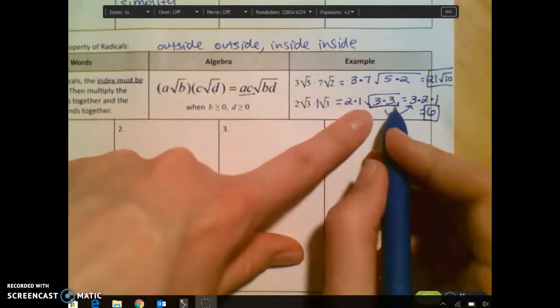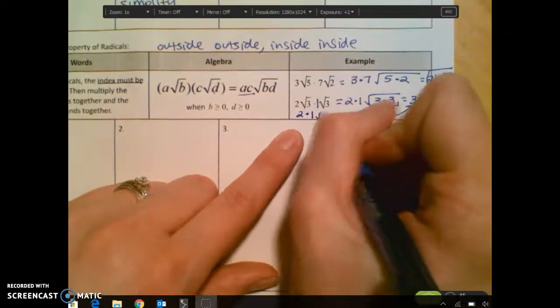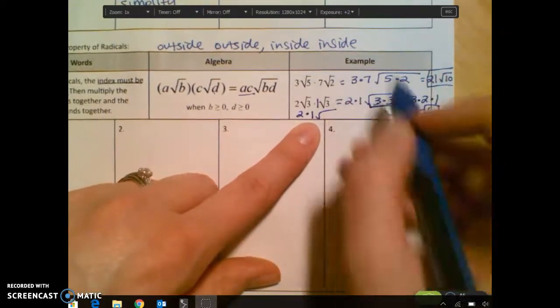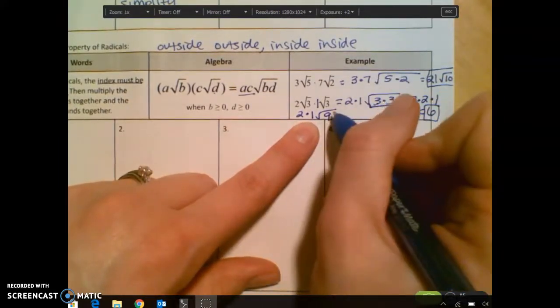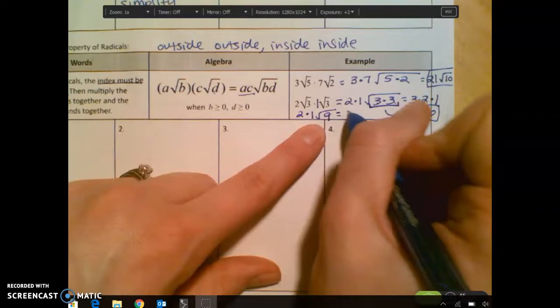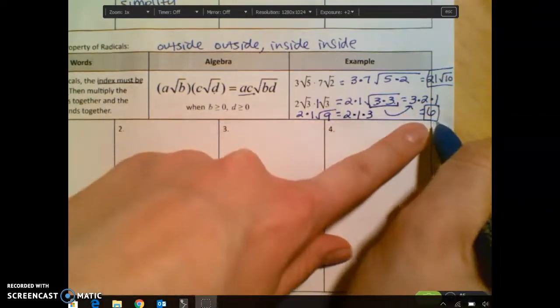Here's another way to look at it. If that was confusing, look at this with me. We know it's 2 times 1, square root, 3 times 3 is 9. Well, what's the square root of 9? The square root of 9 is 3. So now we have 2 times 1 times 3, which is 6.